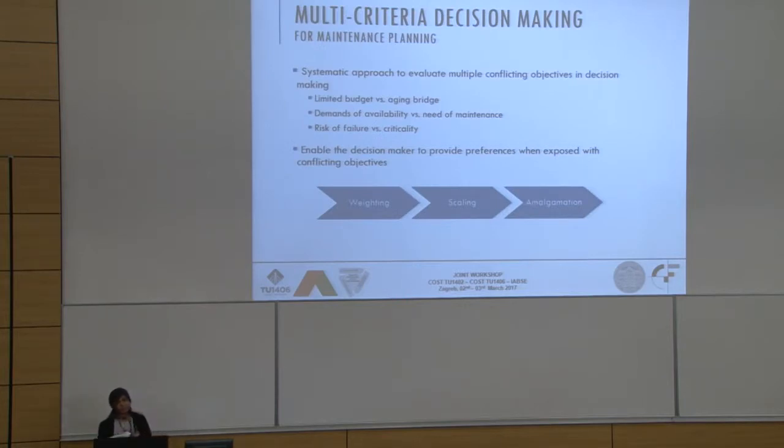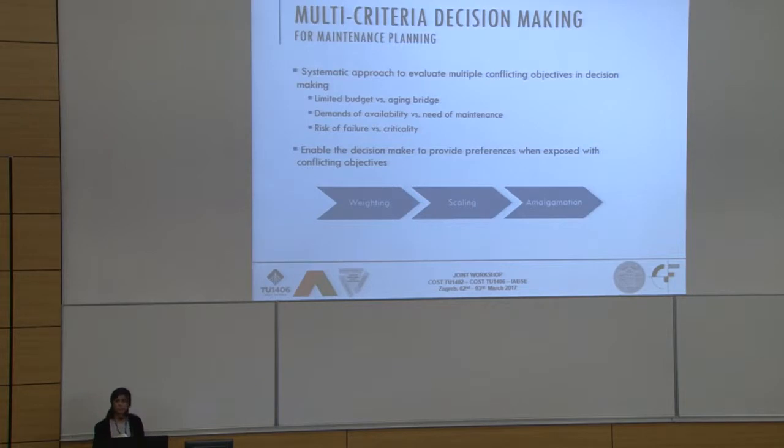So for this purpose, we could use multi-criteria decision making. What multi-criteria decision making does is it provides us a systematic approach when we want to consider multiple objectives that could be conflicting in nature. For example, we have a limited budget versus we have aging reliability. At one point we want to minimize the cost but maximize the reliability. Similarly, we want to keep our network available while we need to do the maintenance, and so on and so on. There could be a lot more conflicting objectives while doing such maintenance planning.